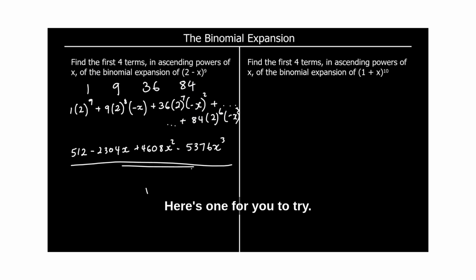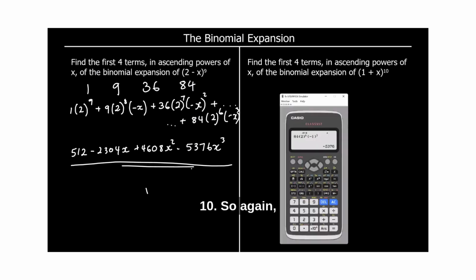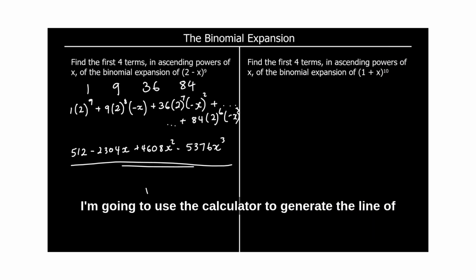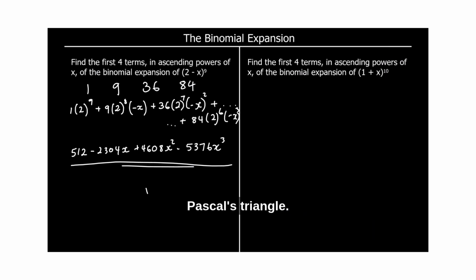Here's one for you to try. Pause the video and give it a go. So find the first 4 terms in ascending powers of x of the binomial expansion of 1 plus x to the power of 10. So again, I'm going to use the calculator to generate the line of Pascal's triangle.